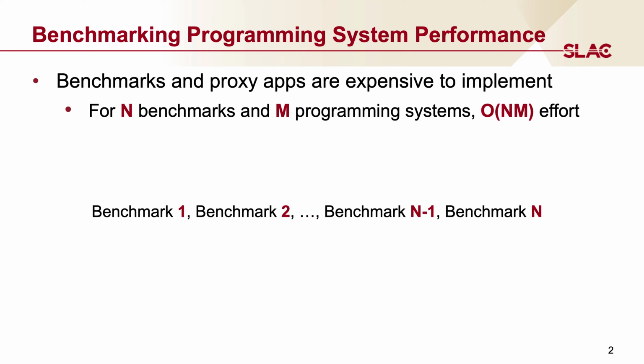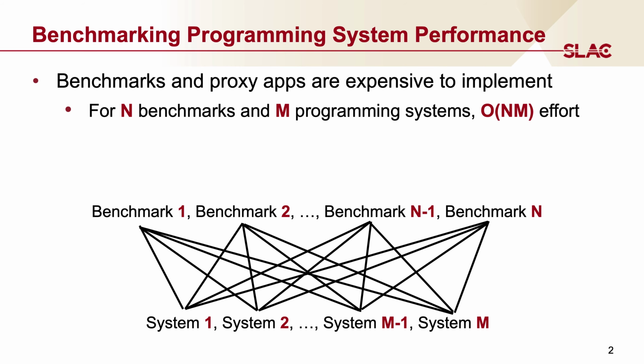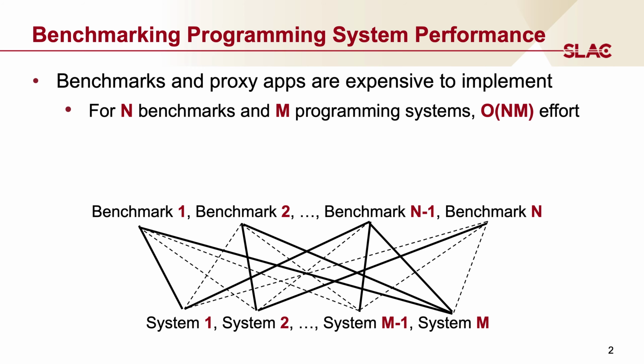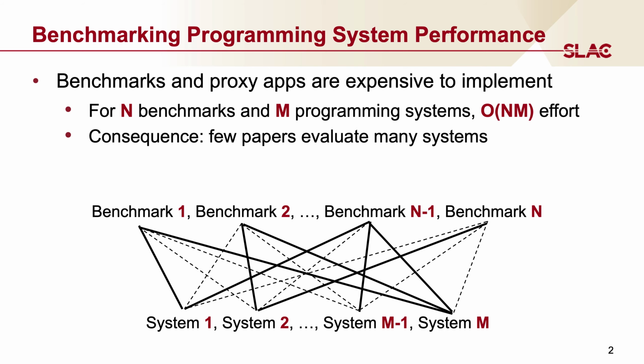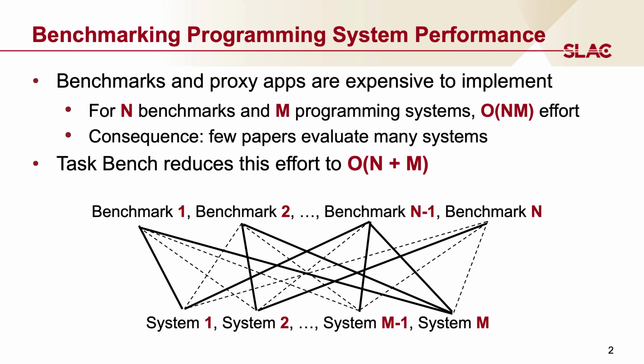So you can see this visually. If you have n benchmarks in m systems, you have to implement all benchmarks for all systems. And what happens is that in practice, not all of those implementations arrive at the finish line. So maybe there's not enough time, maybe there's not enough money, there may be bugs, some may be incomplete, or maybe they're just not fully tuned. And as a result, you can't actually use them in a comparative study. And so the result is that few papers actually evaluate large numbers of systems.